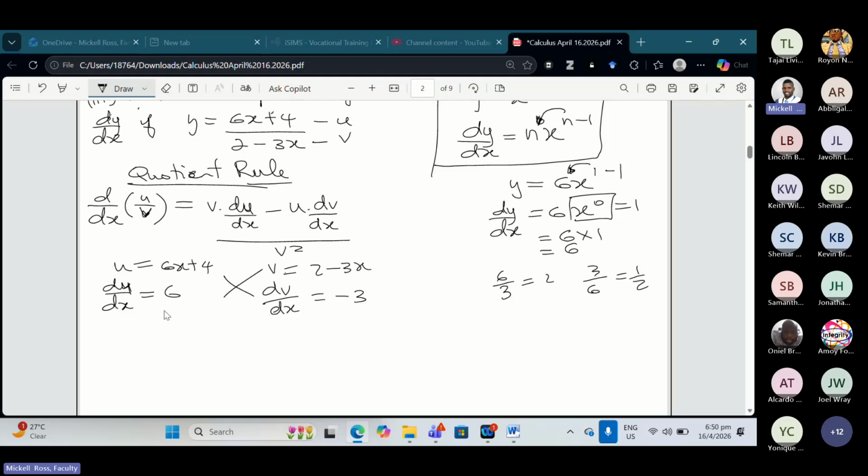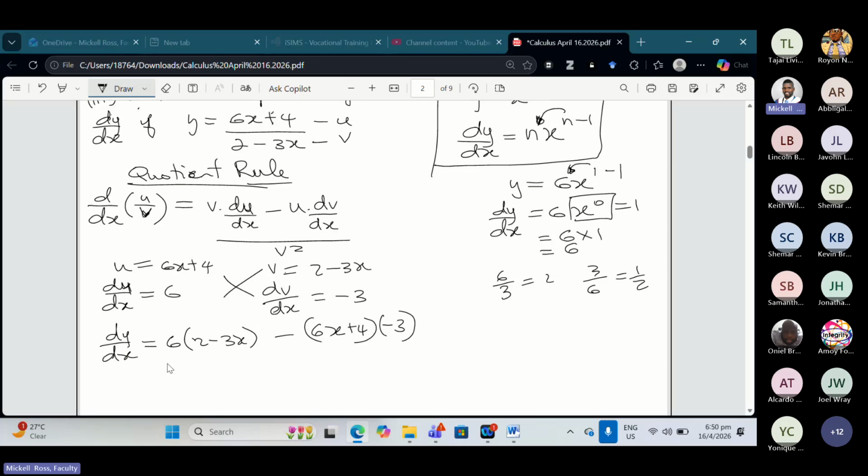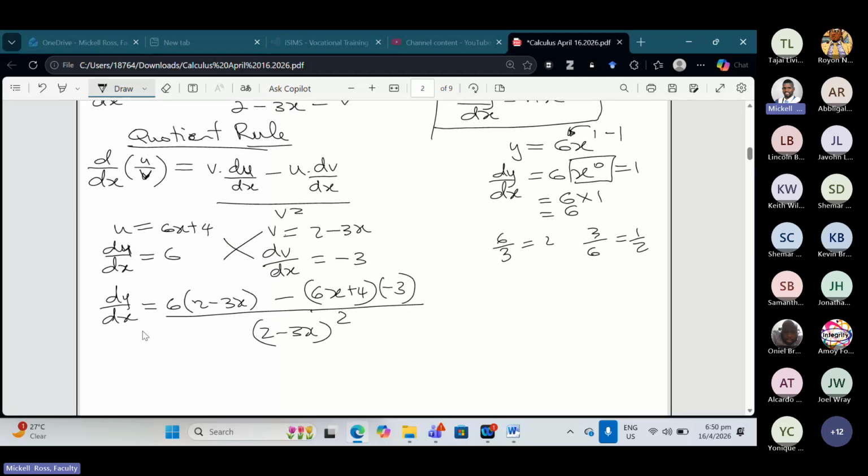Now, here we go. So dy/dx is going to be equal to v times the derivative of u, minus u times the derivative of v. And then we can just distribute when we are simplifying. So what do we end up with?